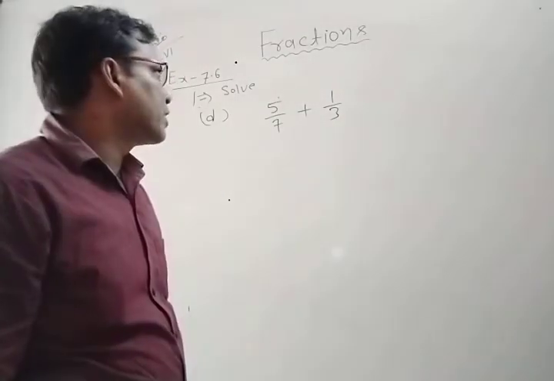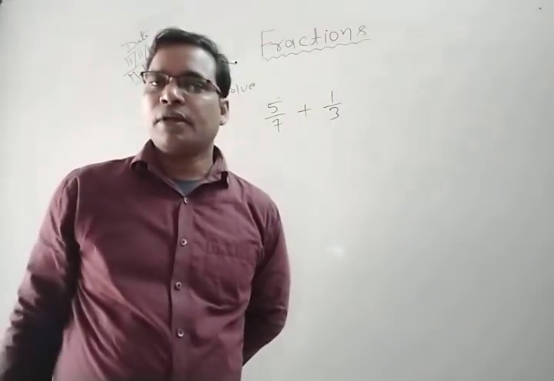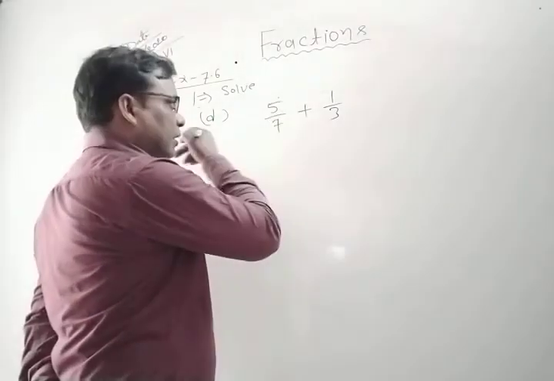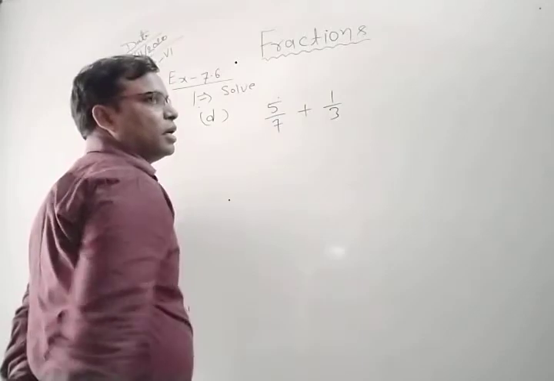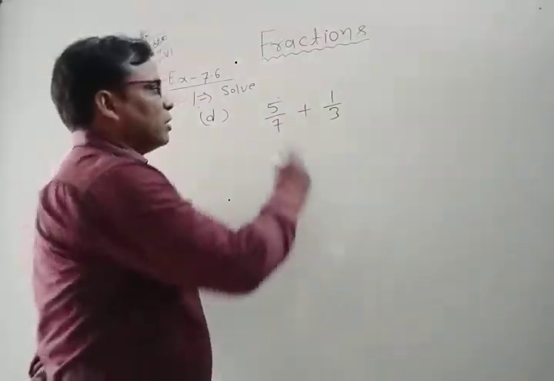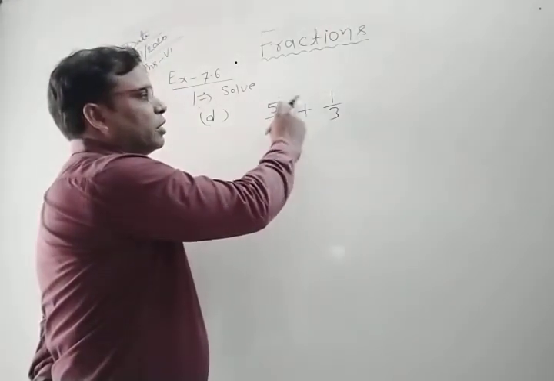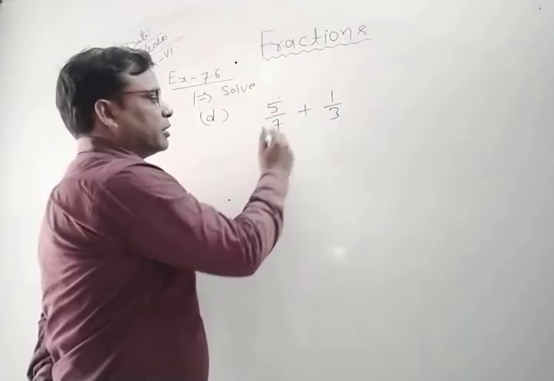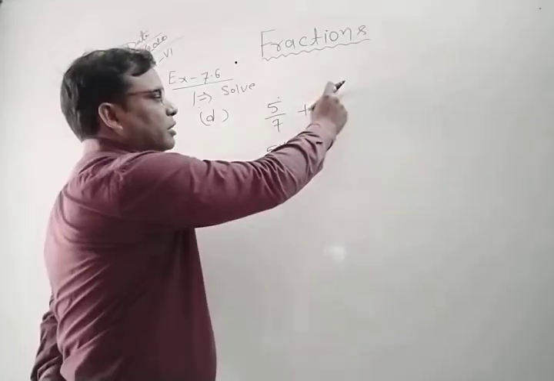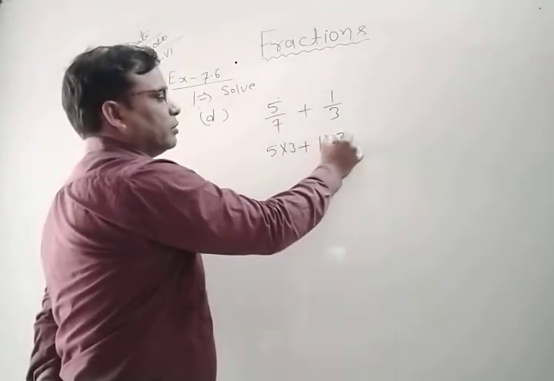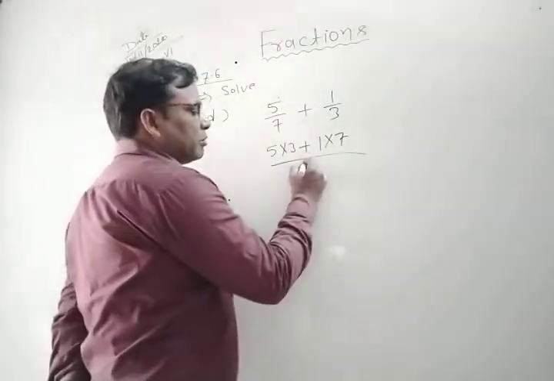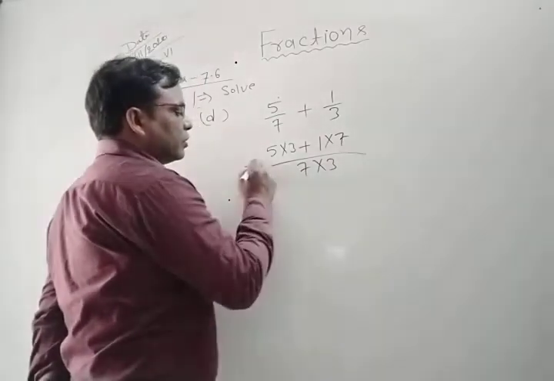So first we can solve this question by the cross multiplication method. For this we multiply these numbers. If both denominators are not multiples of each other, you can use this rule. Multiply the first numerator by the second denominator, 5 into 3, plus the second numerator into the first denominator, into 7, divided by the product of both denominators, 7 into 3.